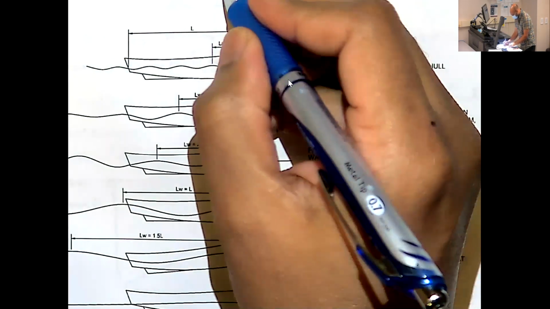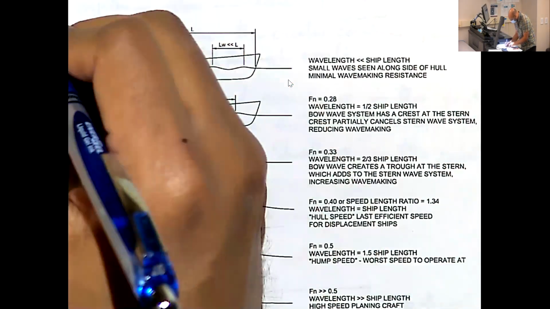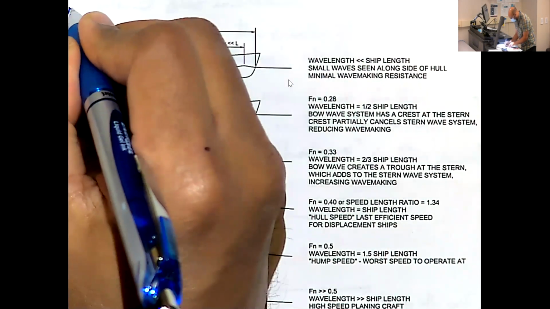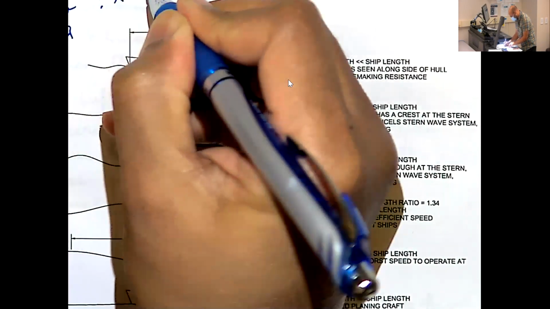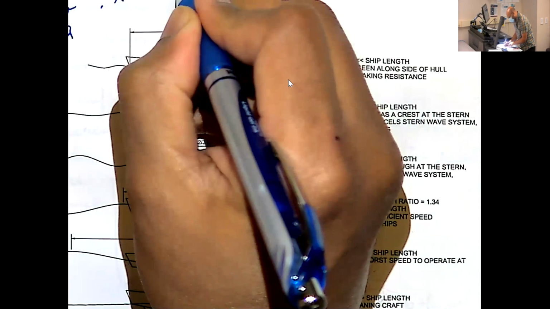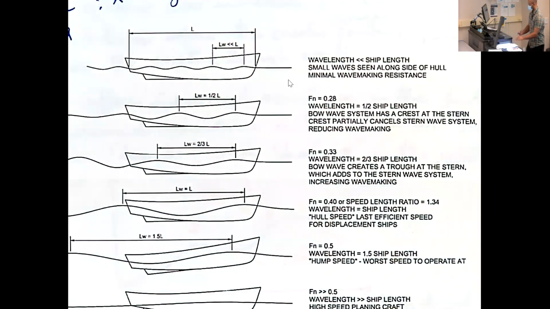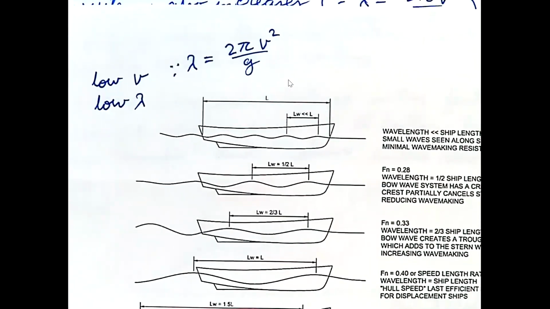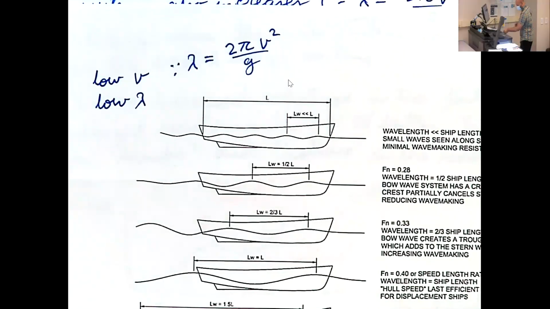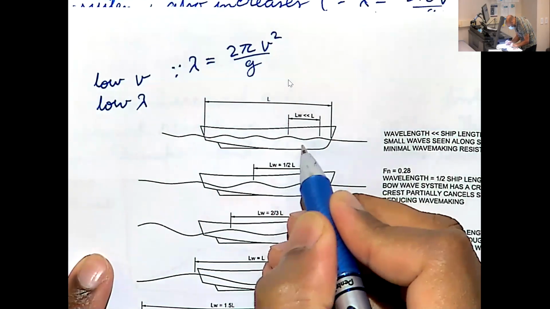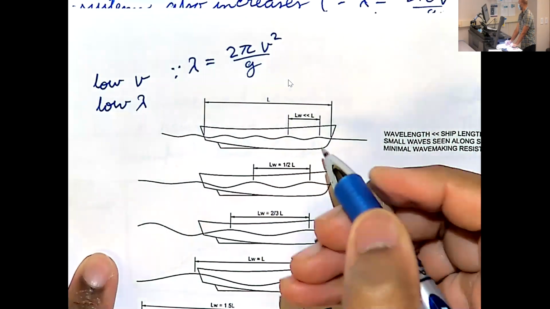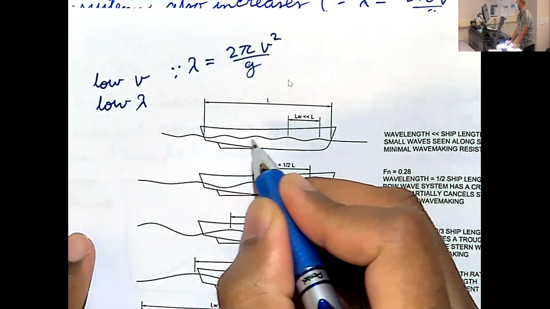If your speed v is low, it will give you a low lambda, right? What was it? 2 pi v squared? Yeah. For small speeds, you'll get small wavelengths. That's what the wavelength is, from crest to crest or trough to trough. If you have small wavelength, meaning you have these multiple waves, okay?